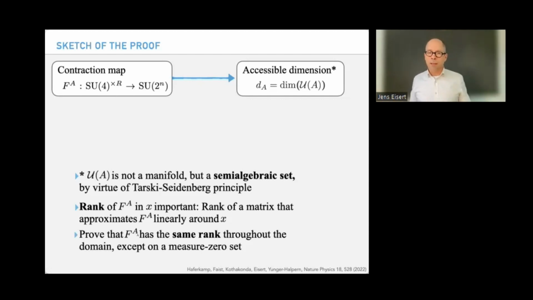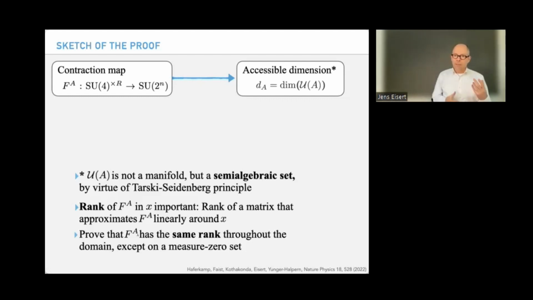So the next step is that the rank of this contraction map is important at a point, which is the rank of a matrix that approximates this contraction map linearly around this point. This setting allows us to prove that the contraction map has basically the same rank throughout the domain, except a small number of funny points, a measure zero set where it's not maximum, but for all other points, this contraction map will have the same, in fact, maximum rank it can have.